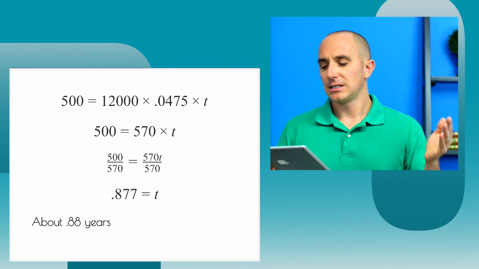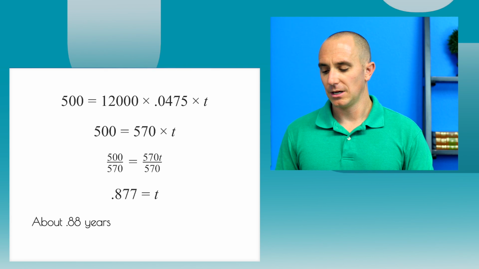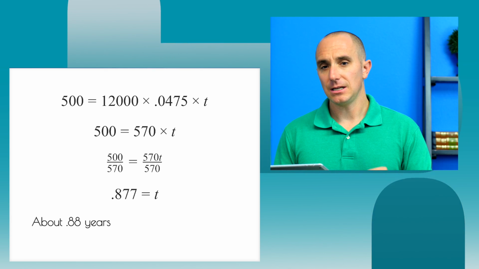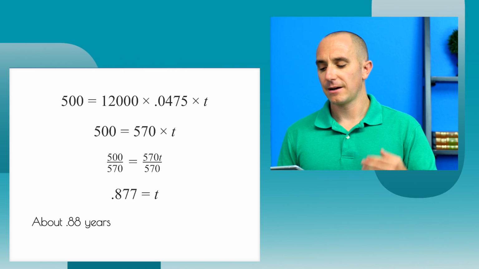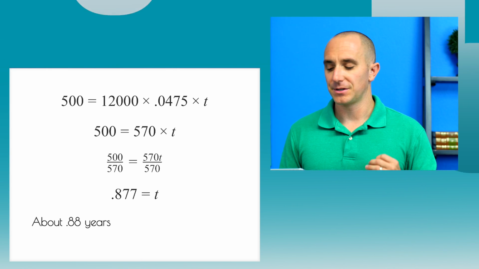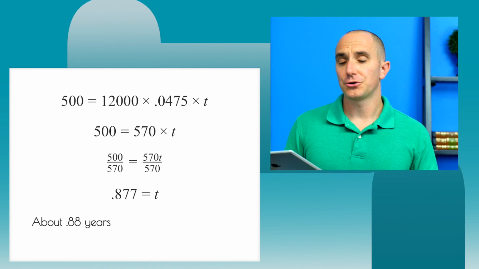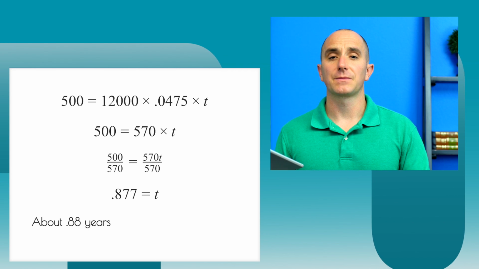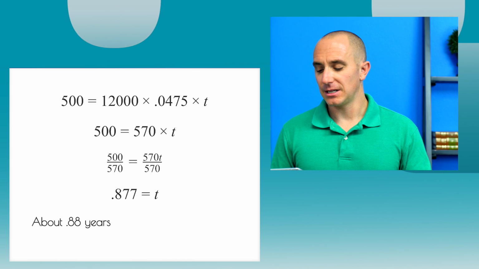So since it's 570 times t, we're going to divide it out of both sides. We divide 570t by 570, and that will isolate our variable t. And then we take 500 and divide it by 570. Now, if you had $500 and you're dividing it by a larger number, you're going to get a decimal, something that's less than 1. And so what you get is 0.877 is equal to t.